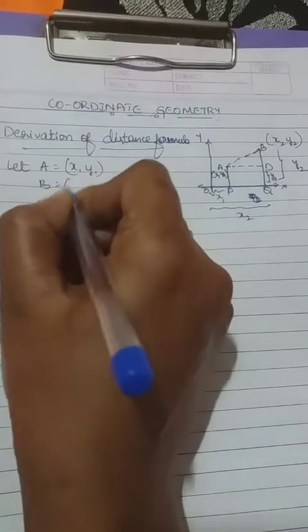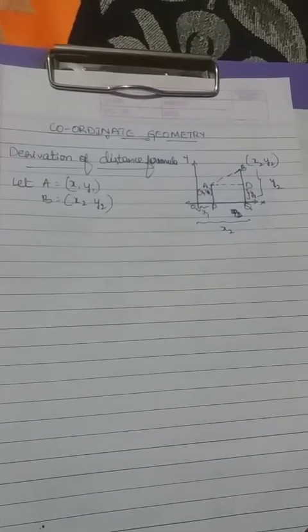So let us take these coordinates. Let the point A be (x1, y1) and B equals (x2, y2). These are the A coordinates and the B coordinates. Then we want to find the distance between A and B. A coordinates are x1, y1 and B coordinates are x2, y2. That's all they have given.